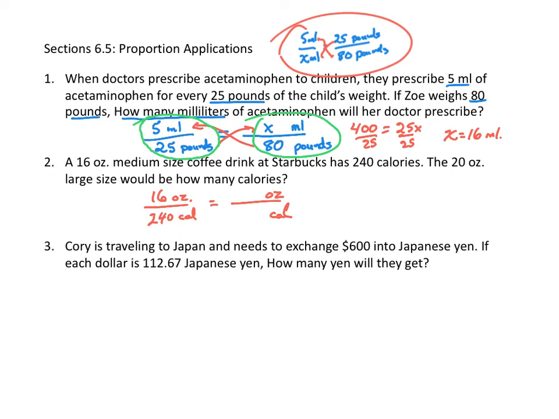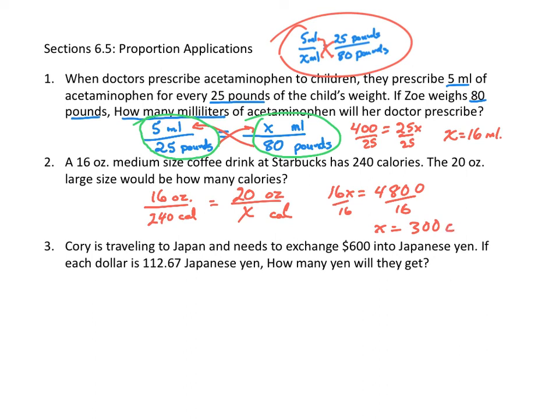If you put it upside down, if you did 240 calories for every 16 ounces, that's okay. Then put the calories over the ounces on the other side. That would be okay. So 20 ounces, and we don't know how many calories. There's our proportion. Okay, so 16x equals 20 times 240, which is some big number like that. And then you can divide by 16. Whatever that is, I think that comes out to be 300.